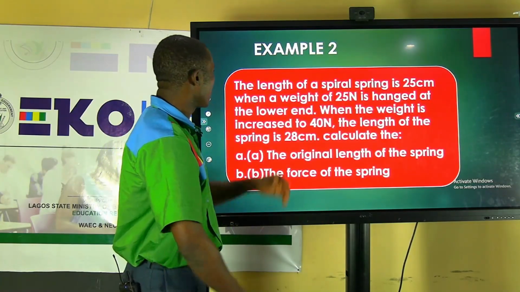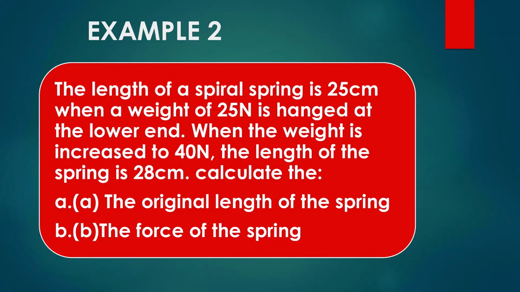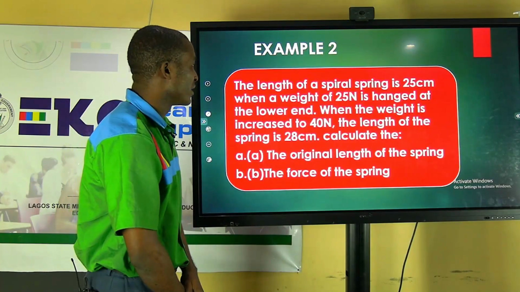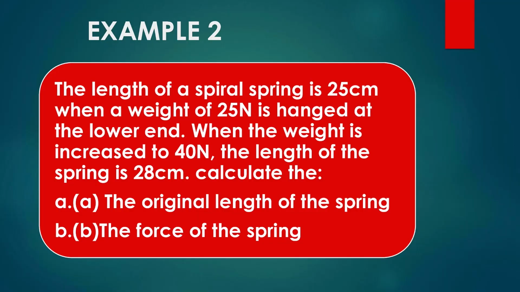Let's look at the next example. Another example says the length of a spiral spring is 25 centimeter when a weight of 25 Newton is hanged at the lower end. When the weight is increased to 40 Newton, the length of the spring is 28 centimeter.